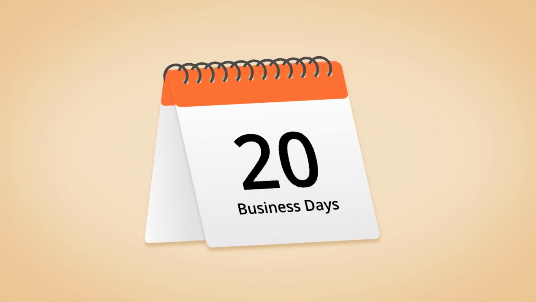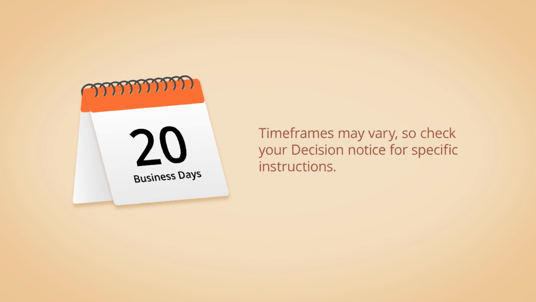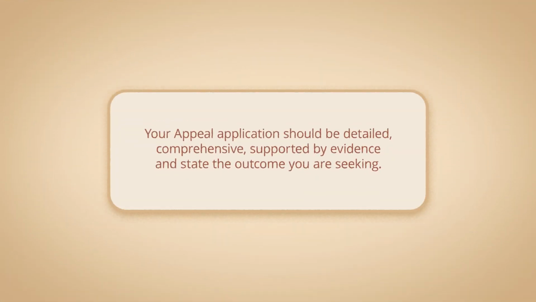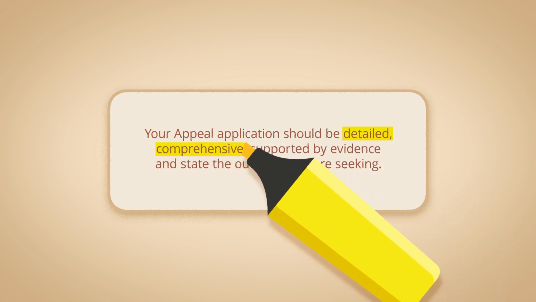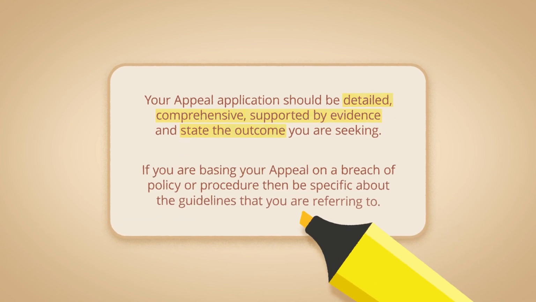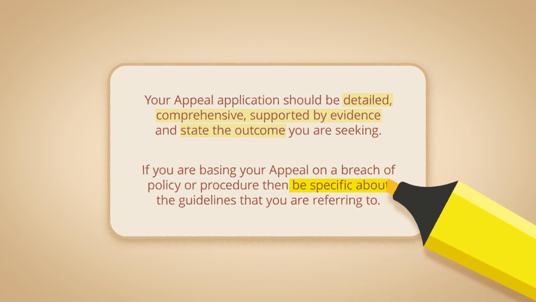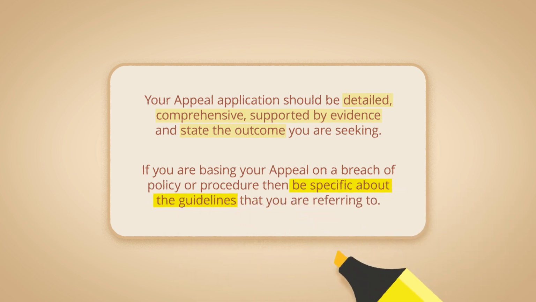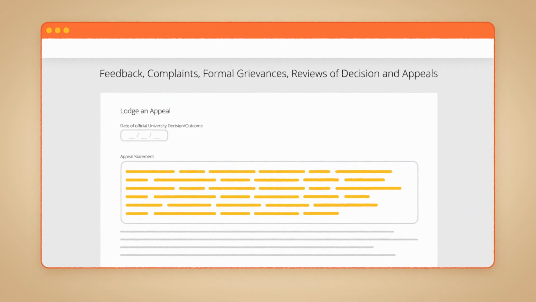Typically, you have 20 university business days from the date of the decision to submit your appeal application, but timeframes may vary, so check your decision notice for specific instructions. As with the review process, your appeal application should be detailed, comprehensive, supported by evidence, and state the outcome you are seeking. And if you are basing your appeal on a breach of policy or procedure, then be specific about the guidelines that you are referring to. When you are ready, submit the appeal through the online form.